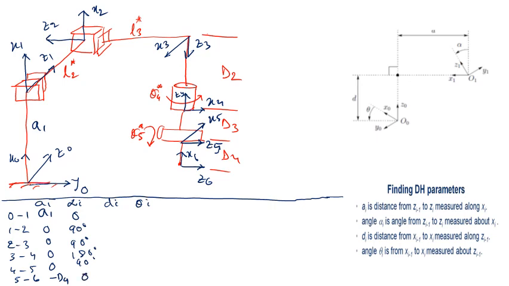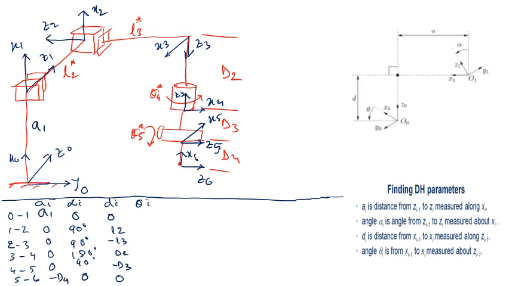D_i is basically X0 to X1. D1 is X0 to X1 about X0, which is nothing but 0 here. There is no shift about Z0 for X0 to X1. So this is 0, then it should be L2, then L3, minus L3 to be specific, and then it would be D2, minus D3, and finally it would be 0.